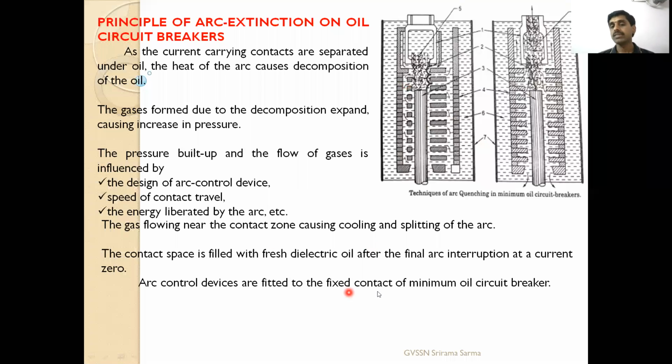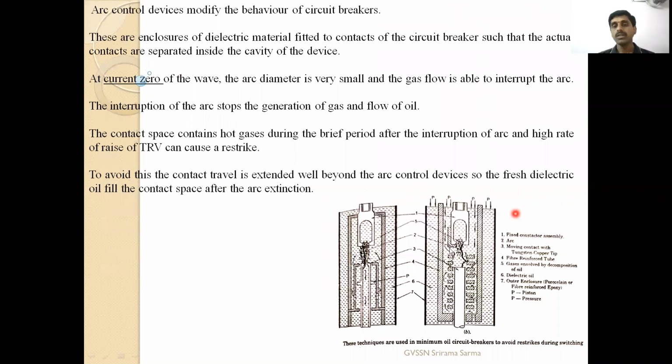Arc control devices are fitted to the fixed contact of the minimum oil circuit breaker. So here you can see in this picture, arc control devices modify the behavior of the arc quenching. Dielectric material is fitted to the contacts of the circuit breaker such that the actual contacts are separated inside the cavity. This is the cavity you can see. There the separation takes place.